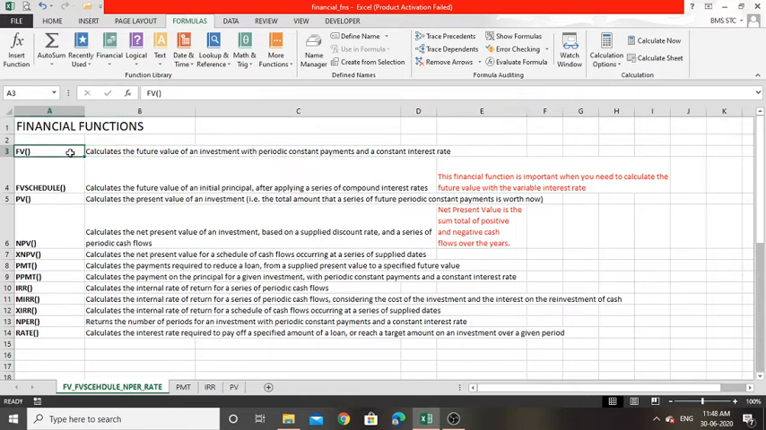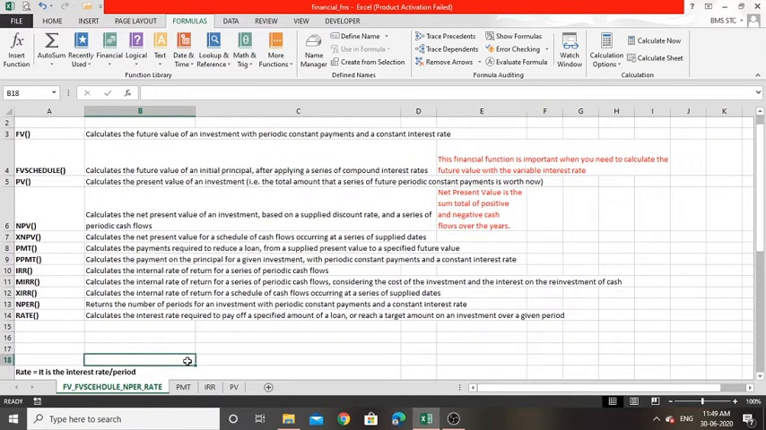FV is a function used to estimate what the future value will be if I have this much as cash on hand now. When I invest this amount, what will be the amount after 4 years, or 6 months, or 4 months, or more than 1 year? So it calculates the future value of an investment with periodic constant payments and a constant interest rate.